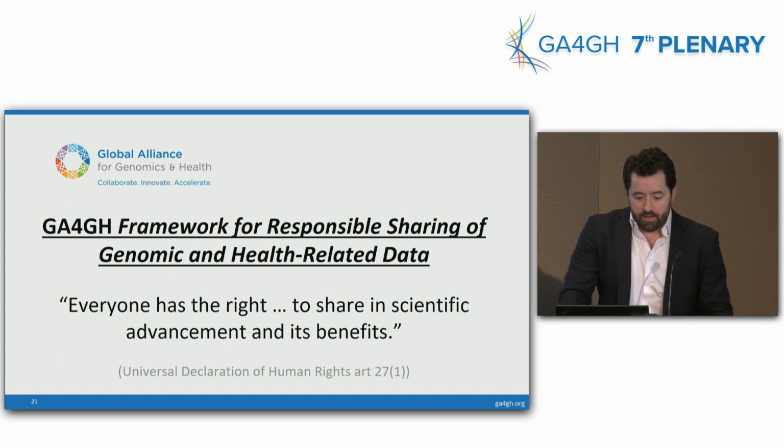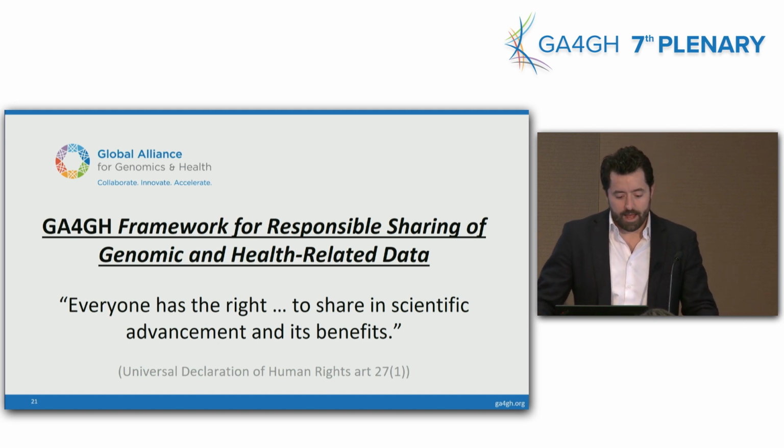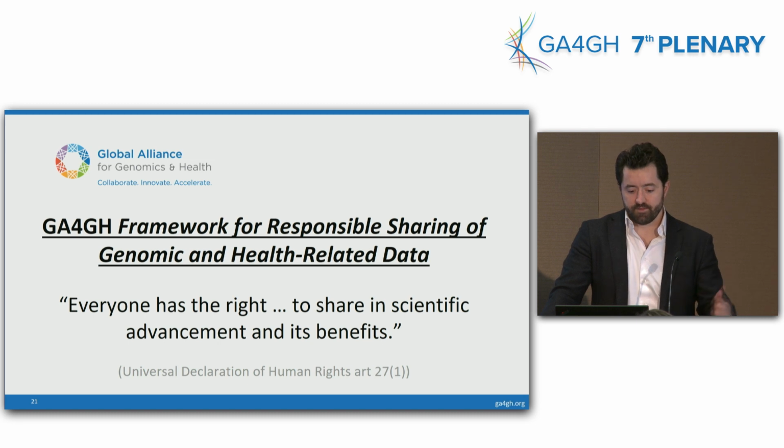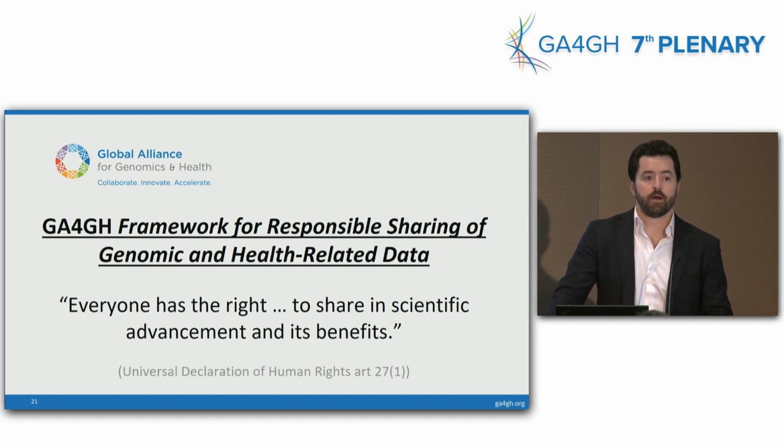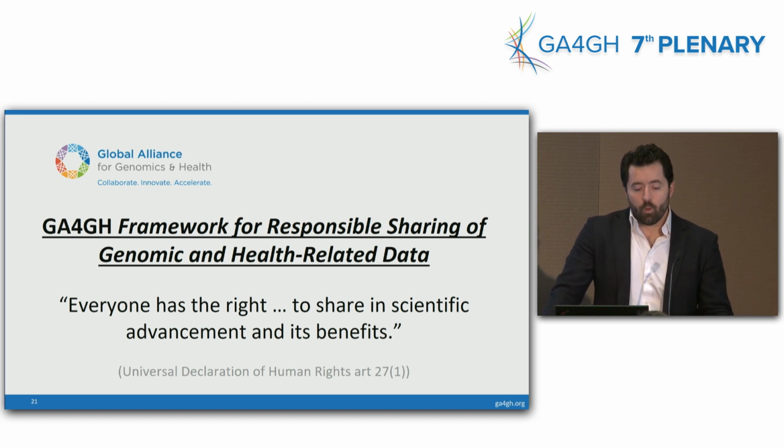Going back to the policy framing, Peter mentioned that one of the landmark achievements in the early stage of the Global Alliance was the development of a framework for responsible sharing of genomic and health-related data. This policy framework puts a lot of emphasis on the need to share data, and I think that's what makes it, and many of our subsequent policies, important resources. They really emphasize the importance of sharing and collaborating, while also identifying what issues come up when we do share. And we base this on human rights, the Universal Declaration of Human Rights: everyone has the right to share in scientific advancement and its benefits.